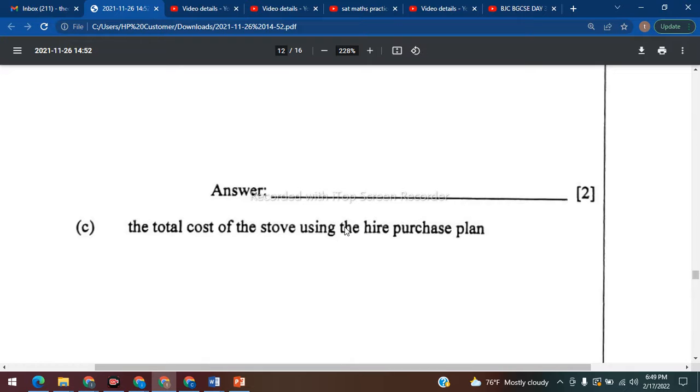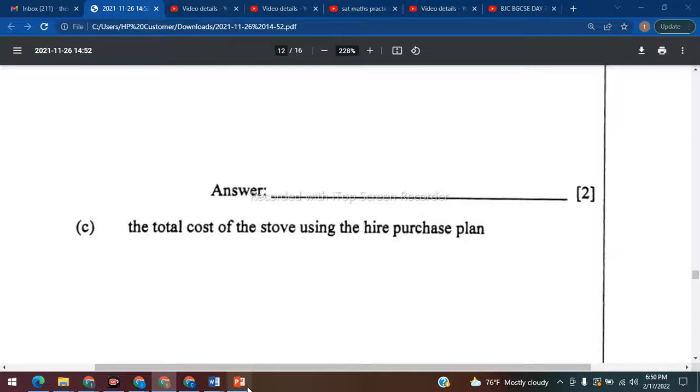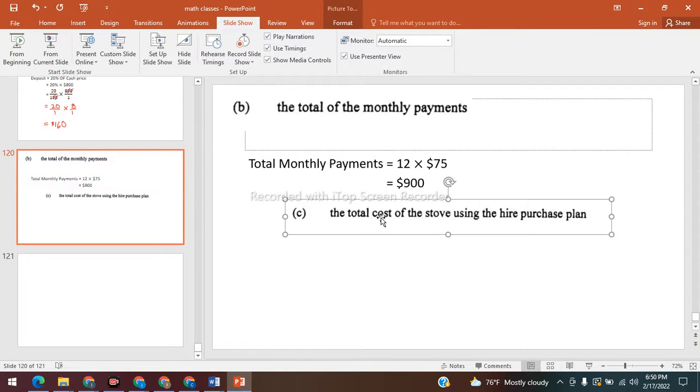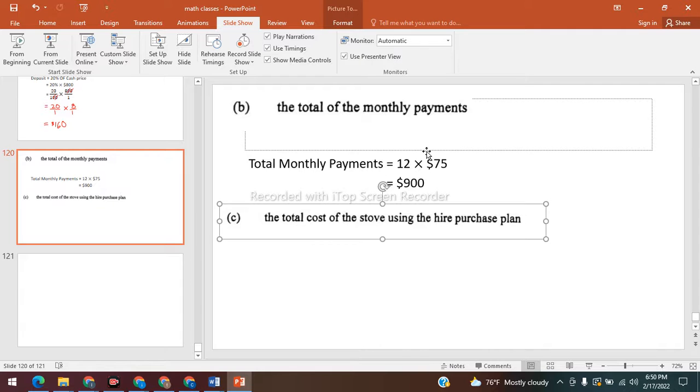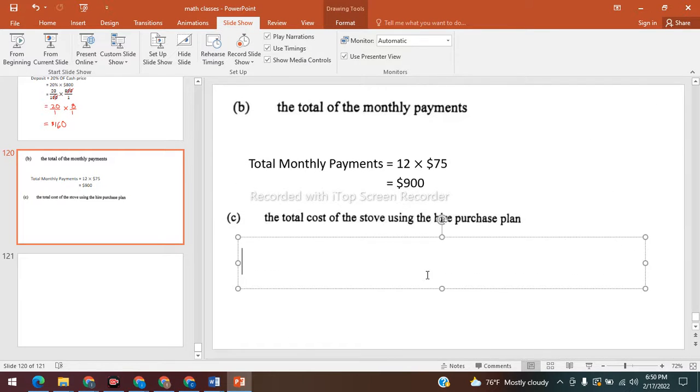Okay, so the total cost of the stove using the hire purchase plan. Can anyone walk me through how I'm going to do this? The total cost of the stove using the hire purchase plan. You're adding the deposit plus the 900, the monthly payments.